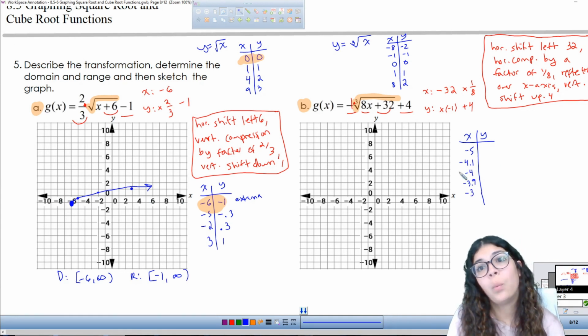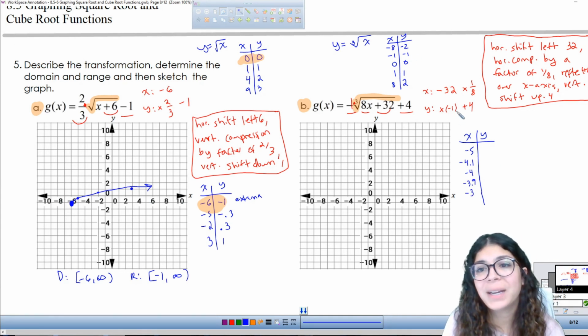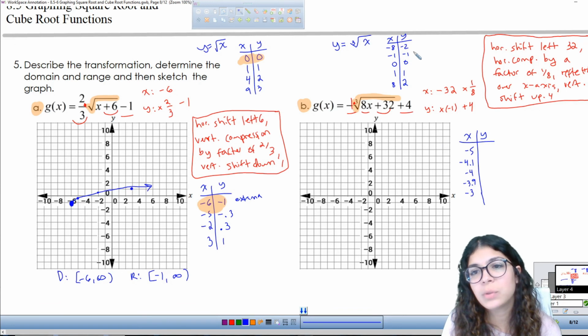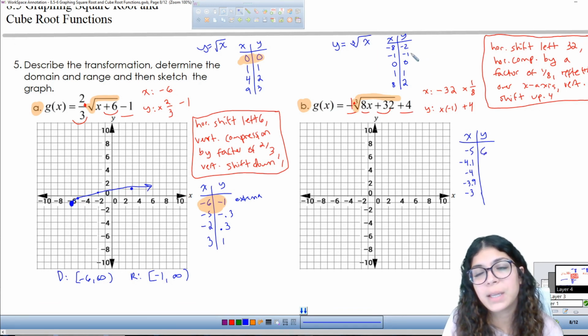All right, y values should be easier. Multiply by -1 and then add 4. So -2 times -1 will be +2, plus 4 is 6. -1 times -1 is +1. 1 plus 4 is 5. 0 times -1 is 0. 0 plus 4 is 4. 1 times -1 is -1, plus 4 is 3. And then 2 times -1 is -2. -2 plus 4 is 2.